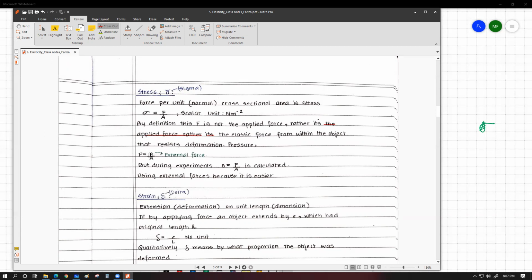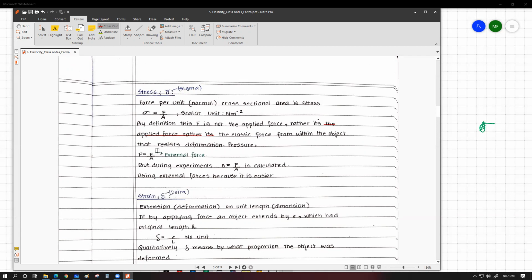So by numerical comparison, the applied force and the deformation resistive force or elastic force from within the object are both equal in number, but they don't work in the same direction. Applied force tries to deform the object, whereas the resistive force or the elastic force tries to resist that deformation, and it only exists as long as the applied force exists because of Newton's third law. So numerically they are both exactly equal, but definition wise they are somewhat different.